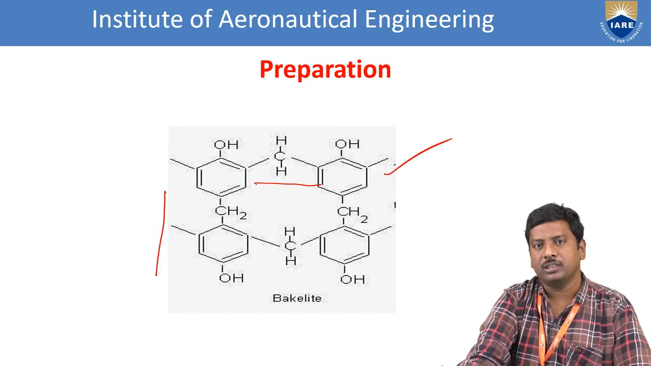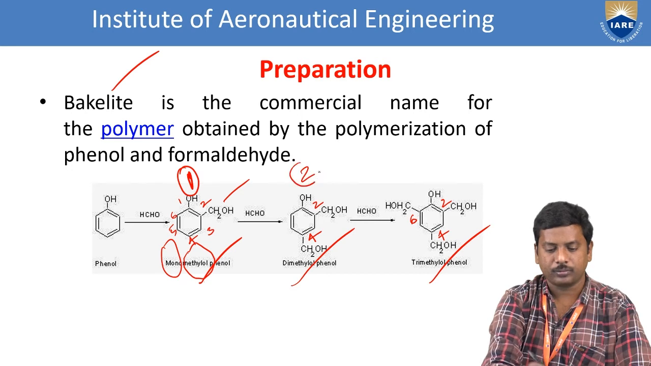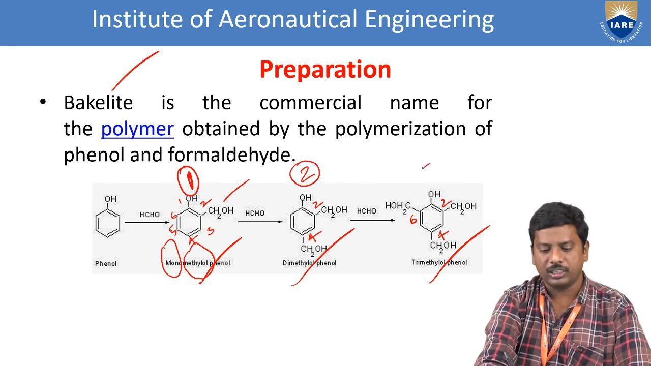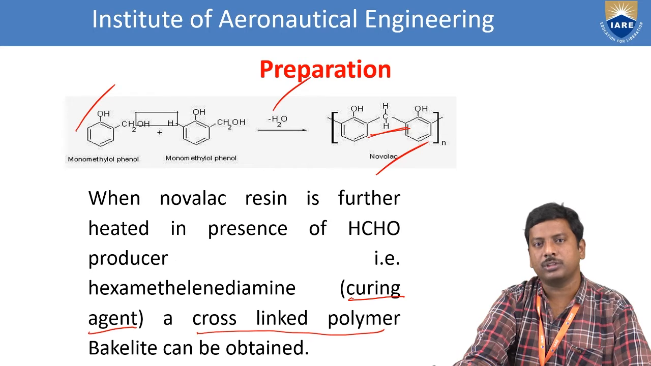Let me revise the topic. Bakelite preparation involves mainly 3 steps. In the first step, phenol reacts with formaldehyde to give mainly 3 possible compounds: the first is monomethylol phenol, the second is dimethylol phenol, and the third is trimethylol phenol. Out of the 3 compounds, the first compound is involved in step 2. What is step 2? The monomethylol derivative reacts with another monomethylol derivative and undergoes dehydration, a loss of a water molecule, to give a novolac resin.